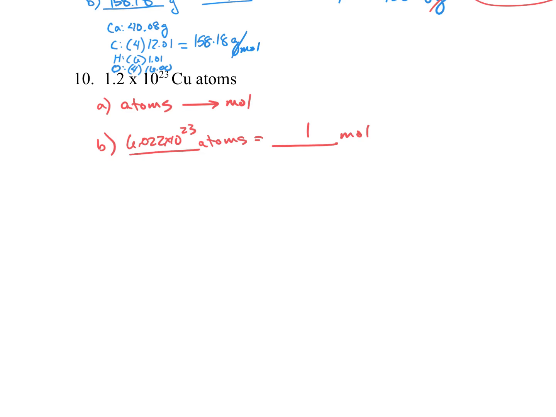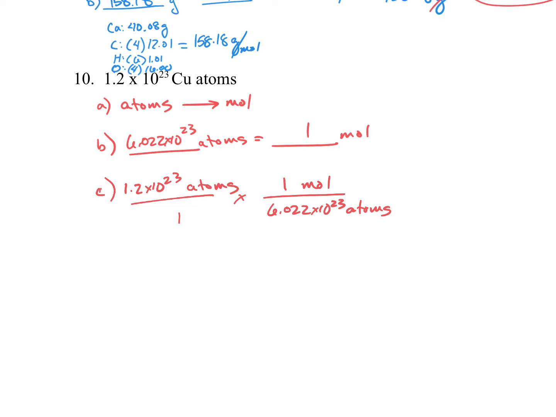Okay, so there are this many atoms in 1 mole. The third step of any dimensional analysis problem is to set up the multiplication so that the units cancel. So we're starting with 1.2 times 10 to the 23rd atoms, and we want to convert into moles. So you need to ensure that the atoms goes in the denominator, and you have the 1 mole in the numerator.